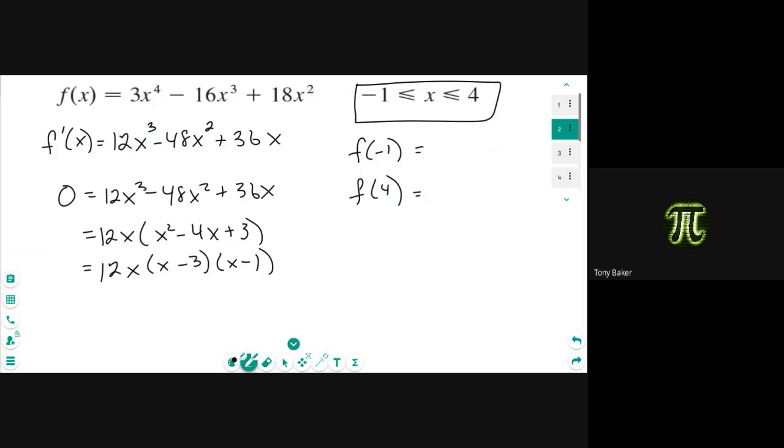Okay. So what are the other 3 points that I can try? So I have 0, 3, and 1.